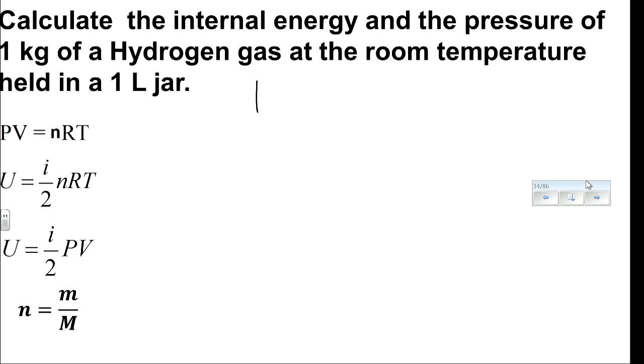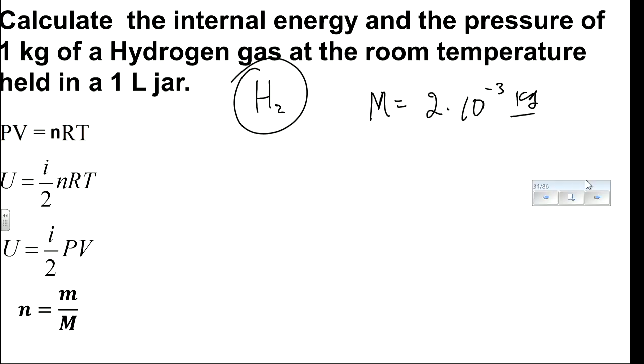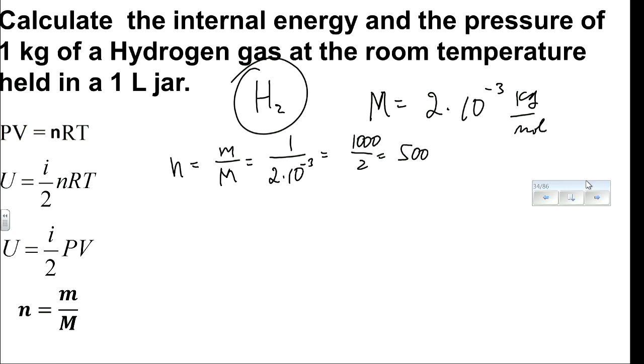Hydrogen gas. So first of all, we need to remember it's H2. So the molar mass equals 2 times 10 to the negative 3 kilogram per mole. Which means if we have 1 kilogram of this gas, the number of moles should be equal to 1 over 2 times 10 to the negative 3, which is equal to 1,000 over 2, 500 moles.